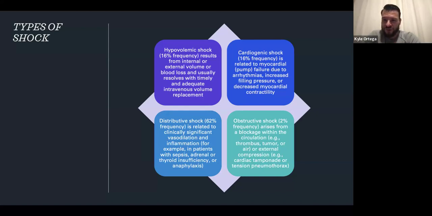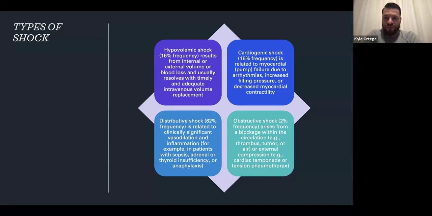And then we have obstructive shock. It arises from blockage within circulation, sorry. It could be internal or external. So like tension pneumos, cardiac tamponade, pulmonary embolisms, things like that. So the heart's actually working fine, unlike cardiogenic. It's just there's obstruction on the way to it, which impedes blood flow.